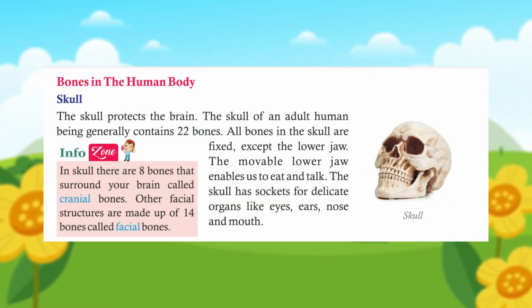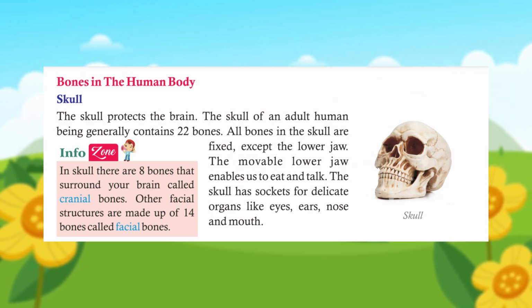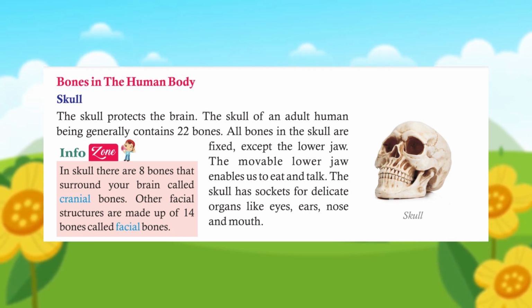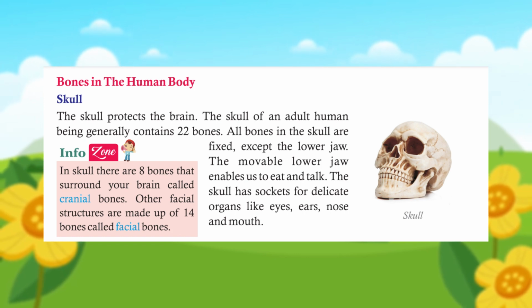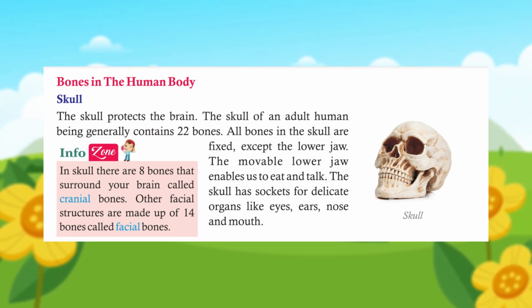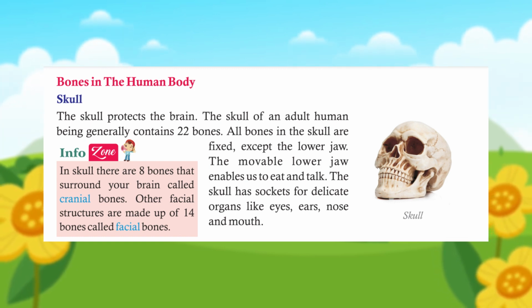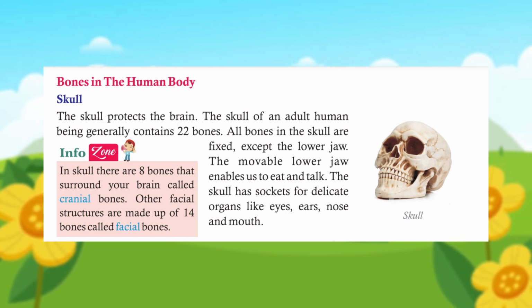Bones in the human body. Skull. The skull protects the brain. The skull of an adult human being generally contains 22 bones. All bones in the skull are fixed, except the lower jaw. The movable lower jaw enables us to eat and talk. The skull has sockets for delicate organs like eyes, ears, nose and mouth.